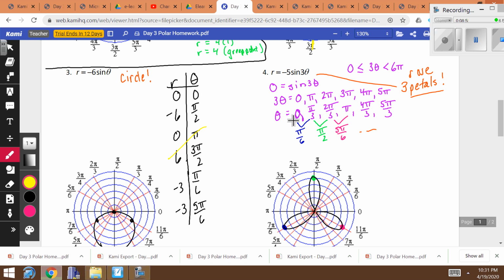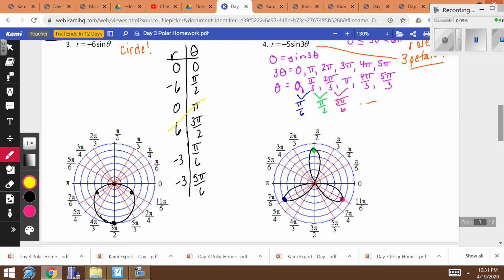Divide by 3. And again, I'm looking for those middles. So between 0 and pi over 3 would be pi over 6. But again, that would end up being negative 5 right here. And then between pi over 3 and 2 pi over 3 is pi over 2. That ends up being positive 5 when we sub it in.